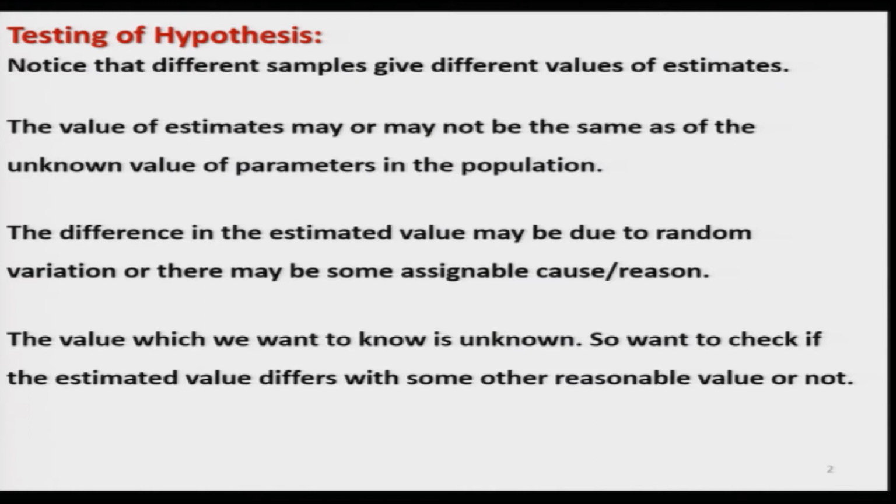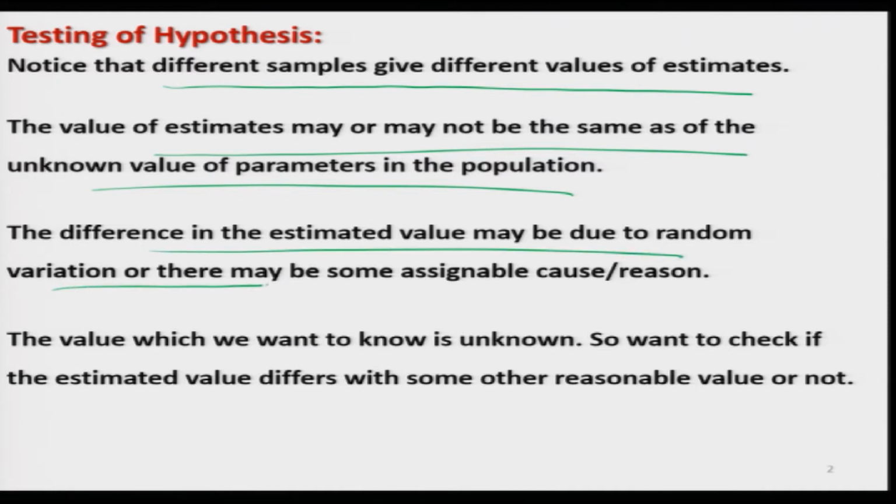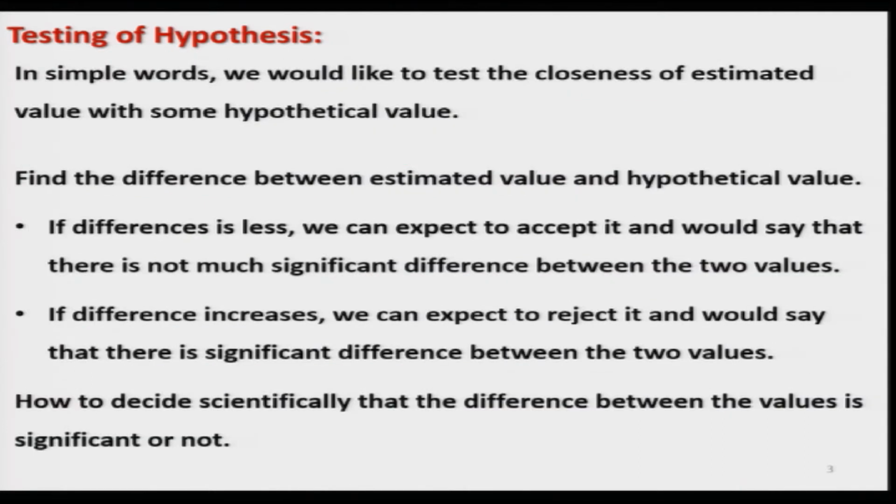Whenever you are trying to estimate the value of a parameter, you take a sample and you observe that different samples give different values of the estimates, and the value of the estimates may or may not be the same as the unknown value of the parameter in the population, right. And the difference in the estimated values obtained from different samples may be due to some random variation, some reasons which are beyond your control, or they may be due to some assignable cause, right. Moreover, the value which we want to know is the unknown parameter of the population. So we want to check if the estimated value differs from some other reasonable value or not. So in simple words, we just want to check the closeness of the estimated value with some hypothetical value.